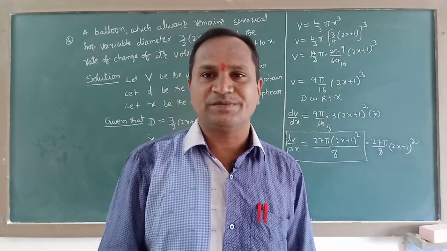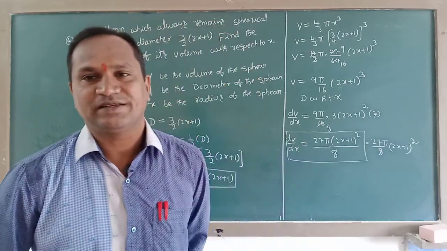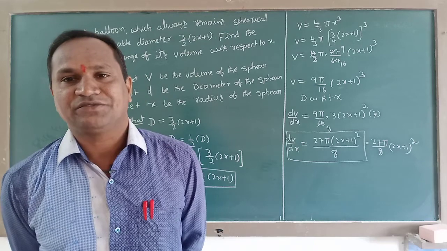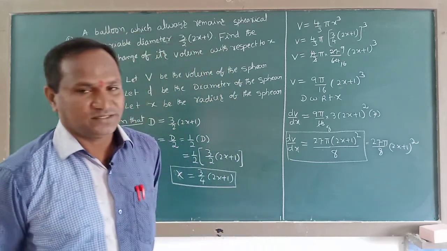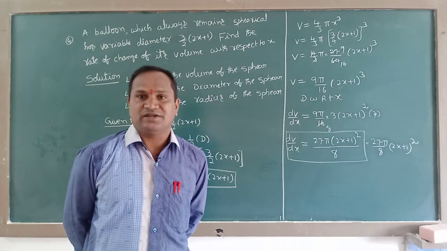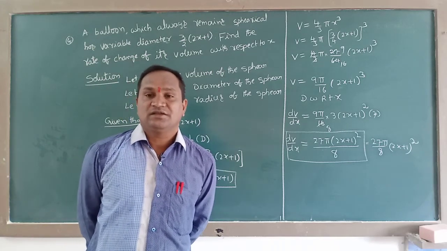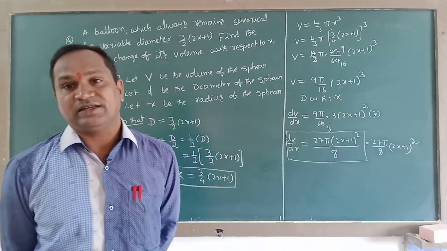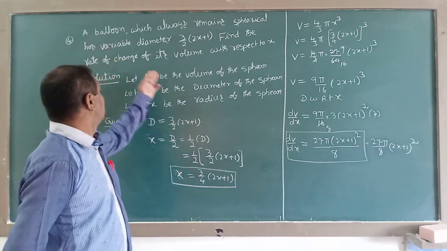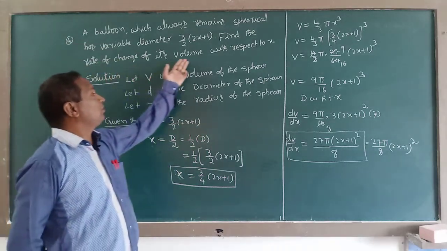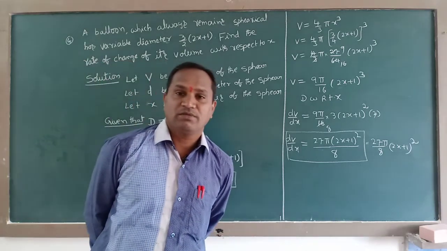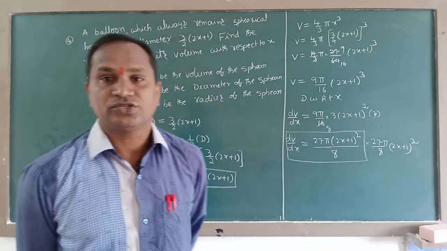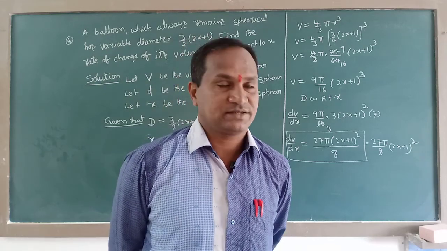If they had given centimeter per second or centimeter per minute, in those cases we would take differentiation with respect to t. But here they did not give such words. Directly they are asking for differentiation with respect to x only. That is the rate of change of its volume with respect to x. With respect to x means here we must take differentiation with respect to x.